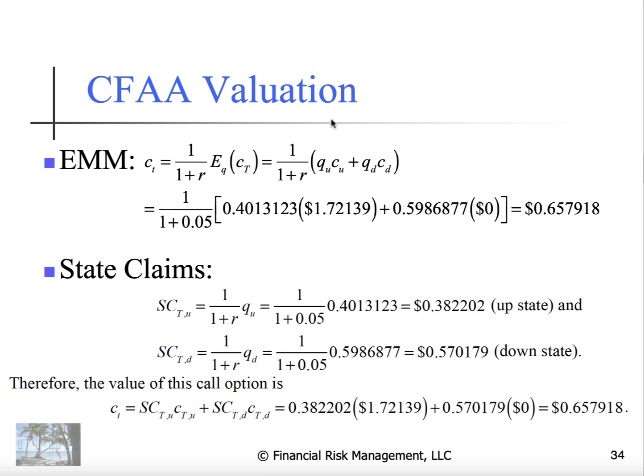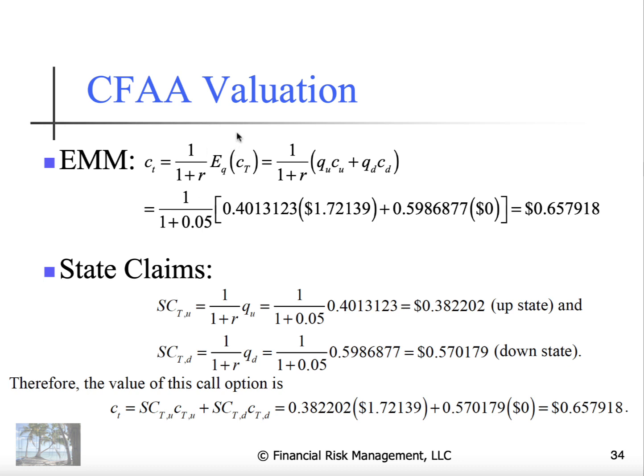In this particular case, it works out to simply be the expected future cash flows of this option, where the expectation is taken under the risk-neutral probability measure and discounted at the risk-free rate. So in this particular case, with this particular data, we come up with 65.79 cents.